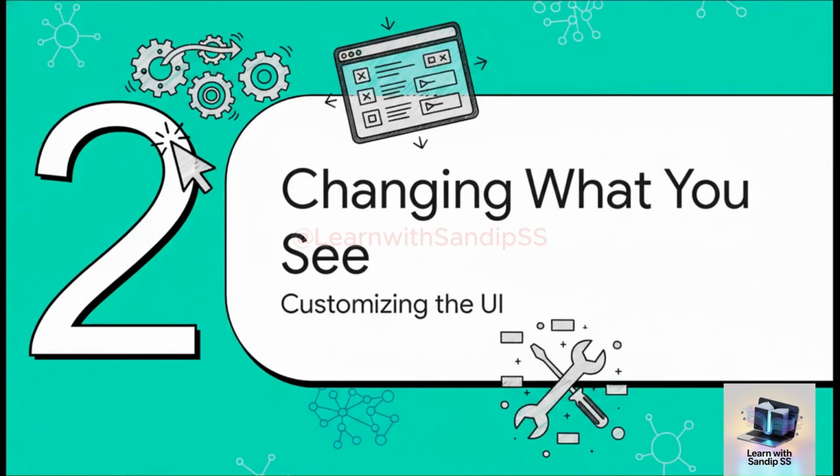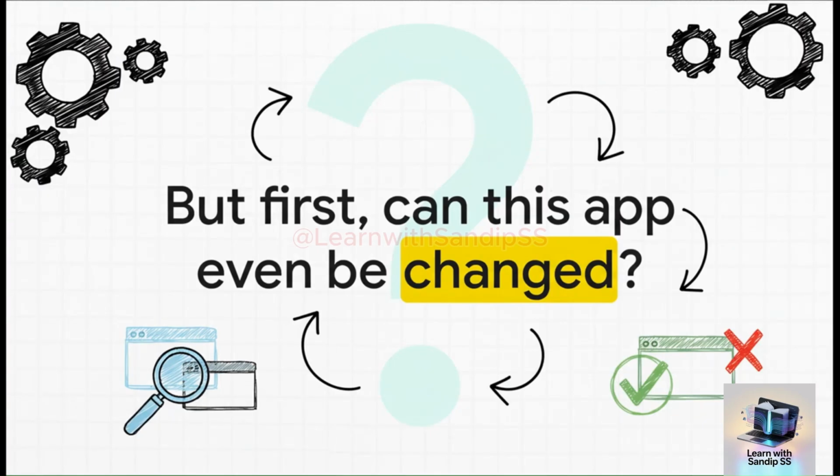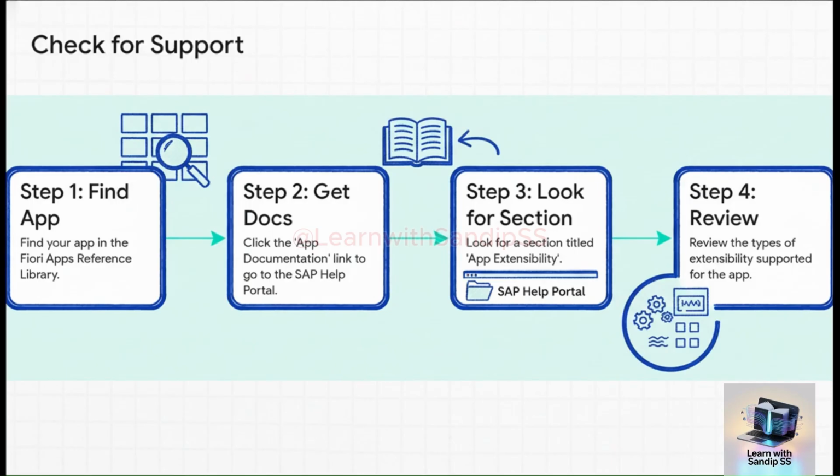All right, let's start with probably the most common thing people want to do, changing what you actually see on the screen. This is all about customizing that user interface or UI to make it way more efficient for your team. But hold on, before you get too excited and start rearranging everything in sight, there is one crucial first step. You've got to check if the Fiori app you're looking at can even be changed this way. Not all of them support it, so trust me, doing this quick check up front will save you a ton of headaches later.